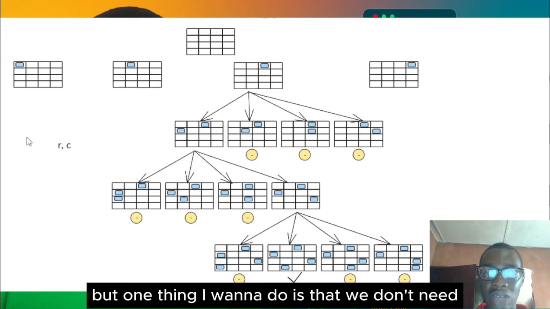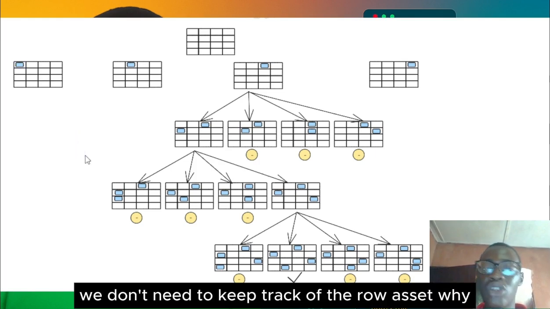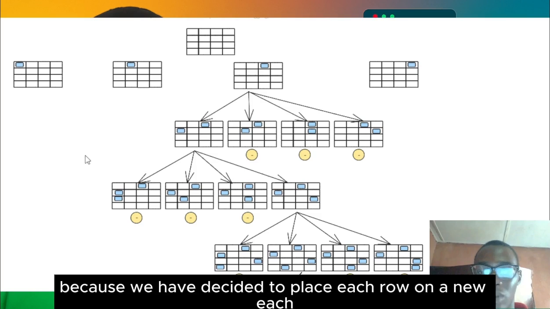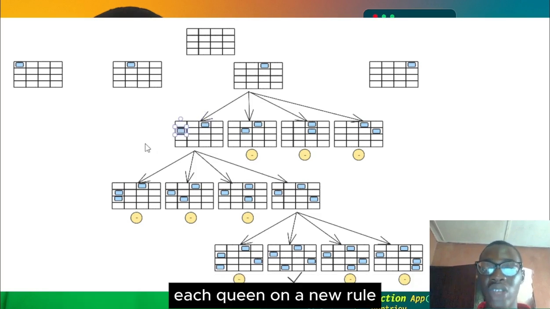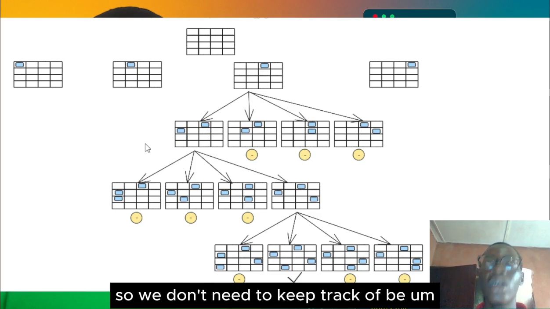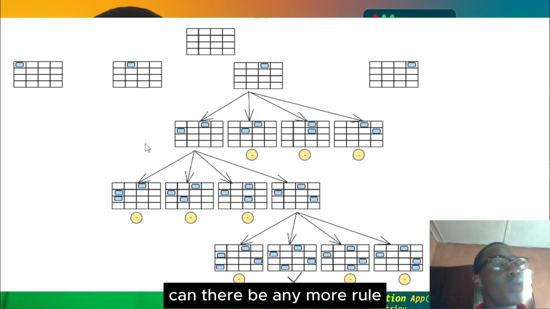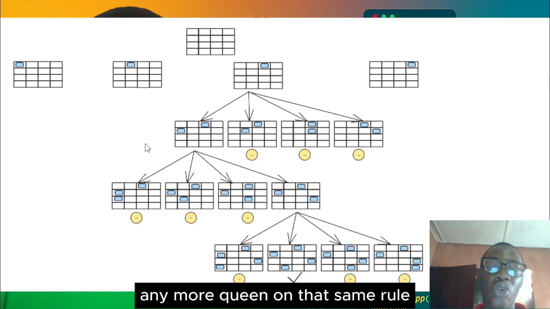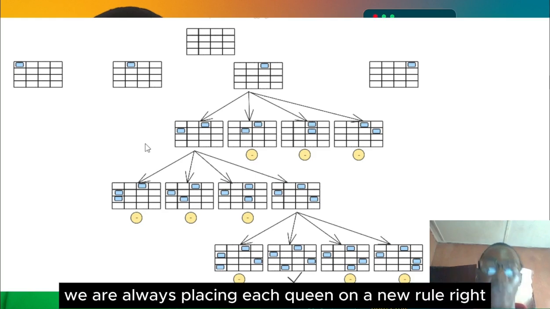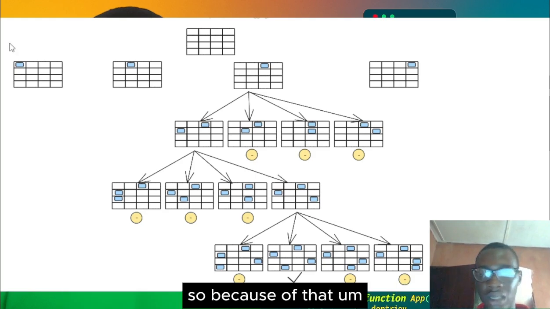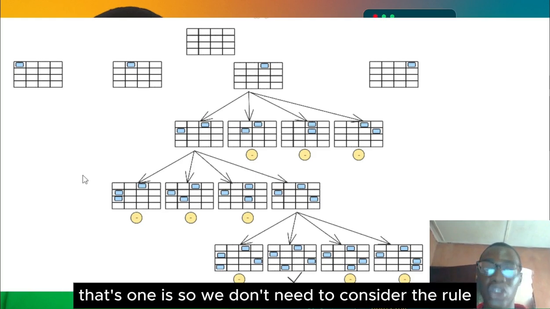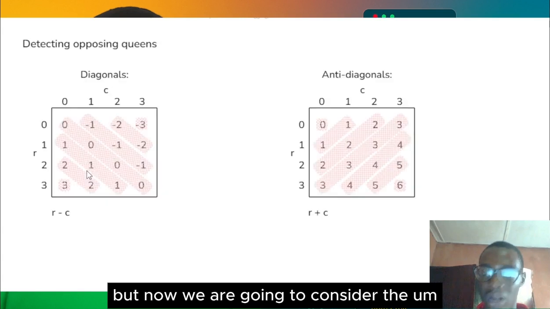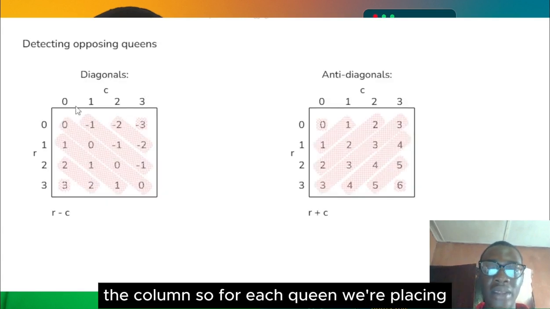But one thing I want to point out is that, for efficiency, we don't need to keep track of the row hash set. Why? Because we have decided to place each queen on a new row. So we don't need to worry about whether there can be any more queens on that same row. No, they can't. We are always placing each queen on a new row, right? So because of that, that one is solved. We don't need to consider the row, but now we are going to consider the column.